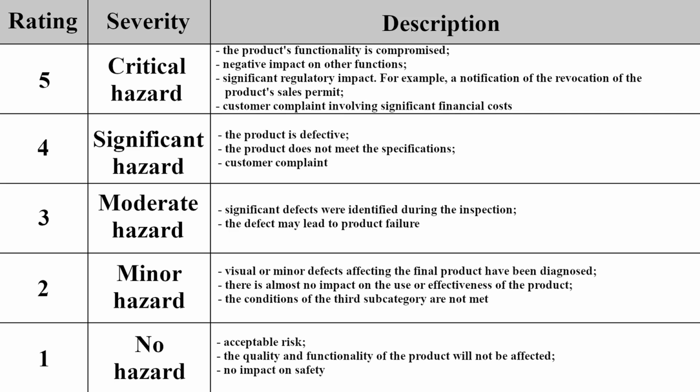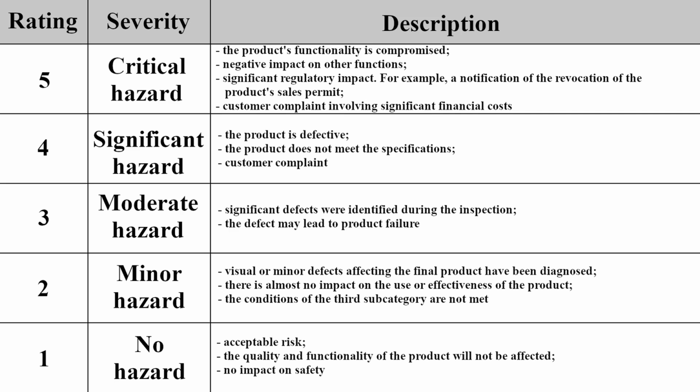The third subcategory of severity rating is called moderate hazard and has a value of 3 points. The value is set to 3 when the following conditions can be met. Significant defects were identified during the inspection. The defect may lead to product failure.